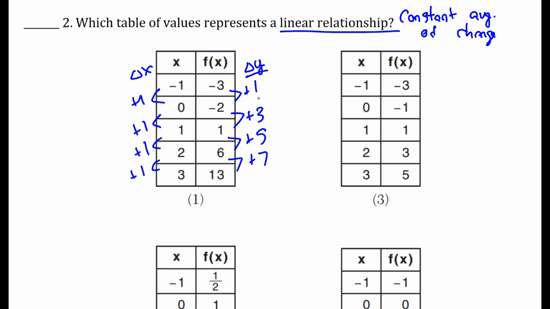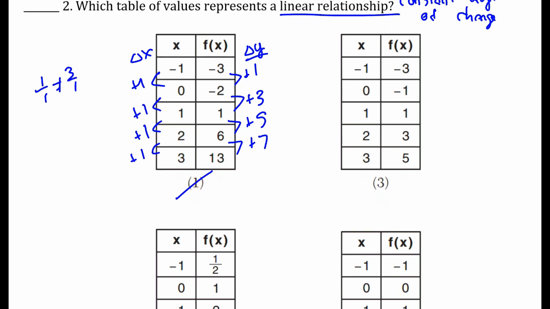Is it linear? No, because 1 over 1 is not 3 over 1. They're not the same. I don't have that constant average rate of change. I'm not adding the same number each time I go up by 1. So f is not linear. Let's look at 2.